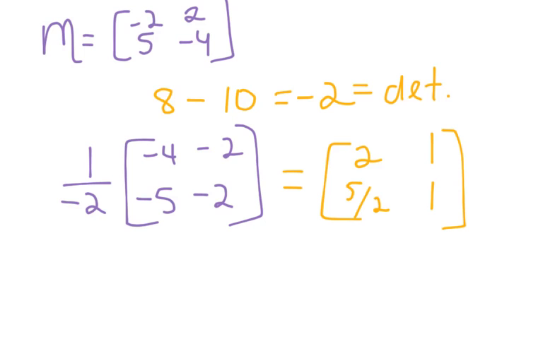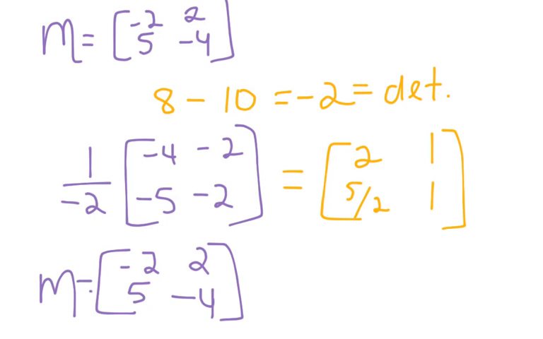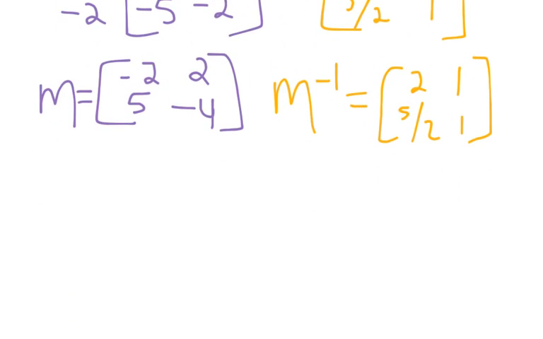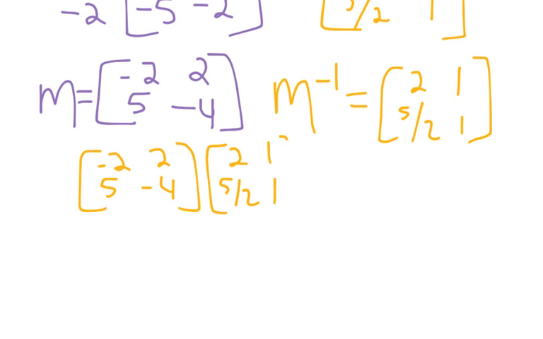I'll rewrite this. I have, let's see, negative 2, 2, 5, negative 4, and that's M. And my new matrix, which is the inverse of M, is equal to 2, 1, 5 halves, and 1. Let's multiply these two together. I'll rewrite it. Negative 2, 2, 5, negative 4, times 2, 1, 5 halves, and 1. Okay. Negative 2 times 2 is negative 4. 2 times 5 halves, the 2's cancel, so you're left with plus 5. Negative 2 times 1 is negative 2. 2 times 1 is 2.